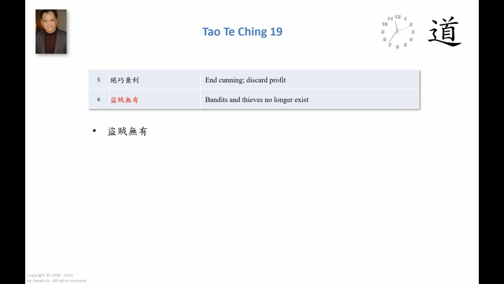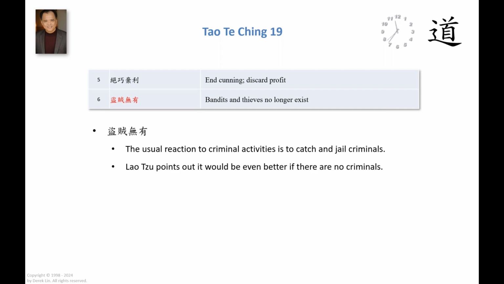So when we talked in the previous slide about conventional thinking, the usual reaction to criminal activities is to catch and jail criminals. So what Lao Tzu is saying is, imagine what would happen, or wouldn't it be so much better, if there are no criminals that you need to catch and jail? After all, law enforcement activities require effort, sometimes a lot of effort. Therefore, the Tao-centric solution is not to strengthen law enforcement.